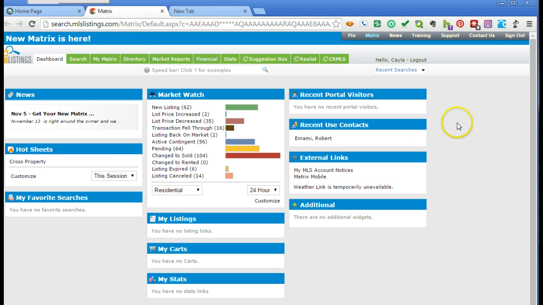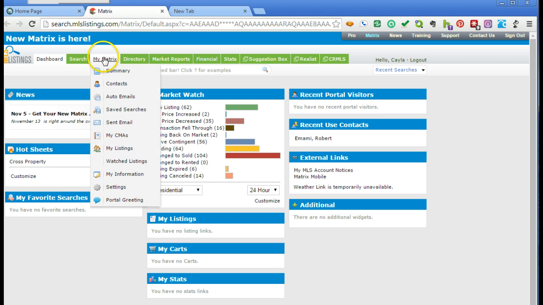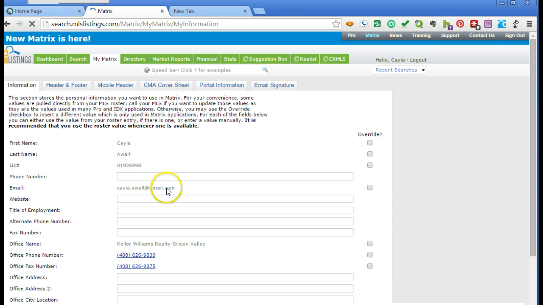By the way, I have a little bit of time. Let me just explain what I would do logging in. The first thing I would do is look at the button that says My Matrix. And what you want to look at is, let's start with My Information. You should notice a phone number would be nice. A website would be good. A title: I'm a real estate consultant.